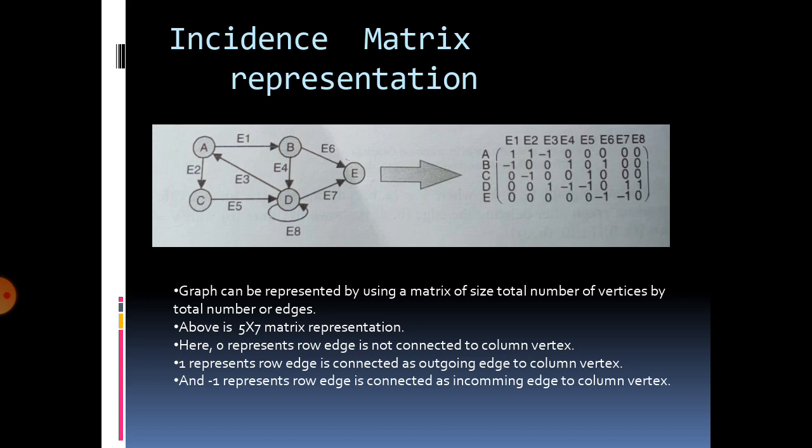Look at the matrix representation: A, B, C, D, E are the rows, and the columns are the edges E1 to E7. These are the edges. So how can we represent this? The representation is different from the above representation.